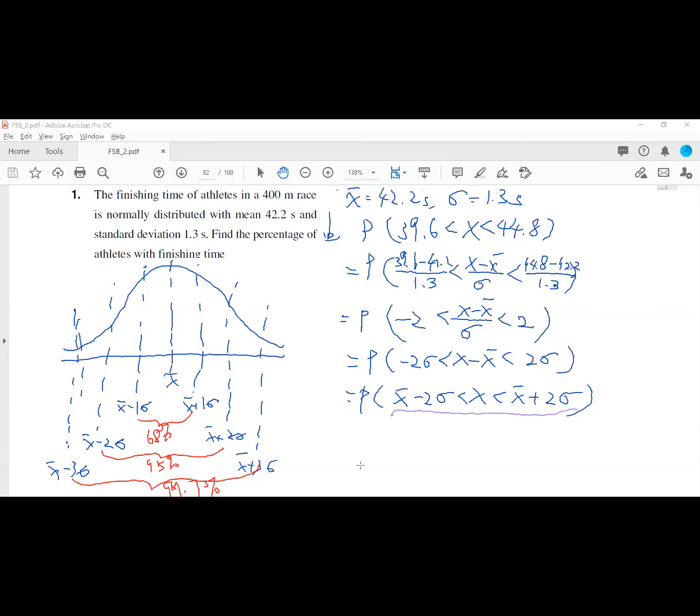Okay, now let's look at the graph. This time, I would like to find the percentage of x between x bar minus 2 sigma and x bar plus 2 sigma. So where is x bar minus 2 sigma? It should be this line. Okay, and then x bar plus 2 sigma will be this line. Okay, and now I would like to find the x between these two lines. So that should be this area. Can you see this?